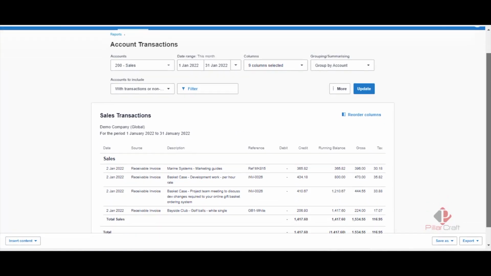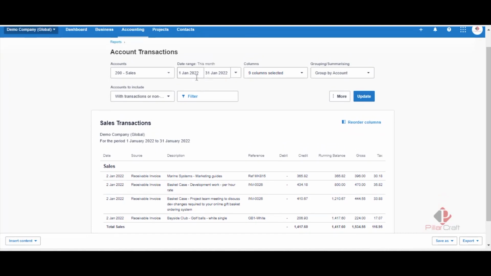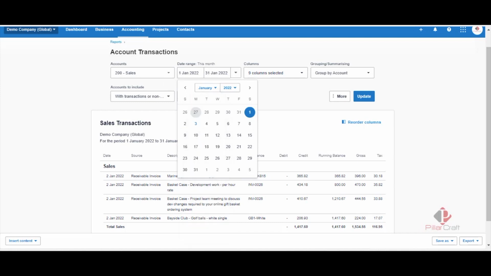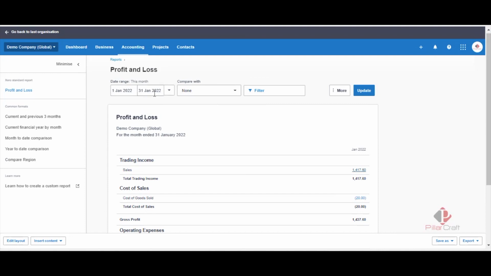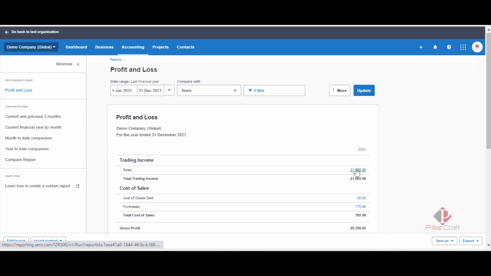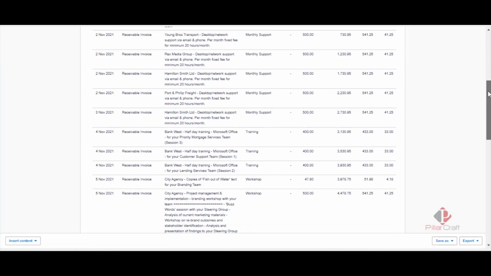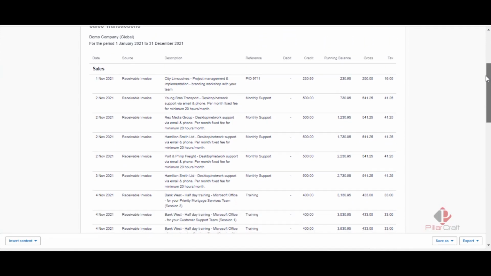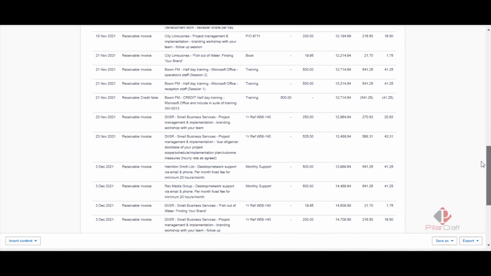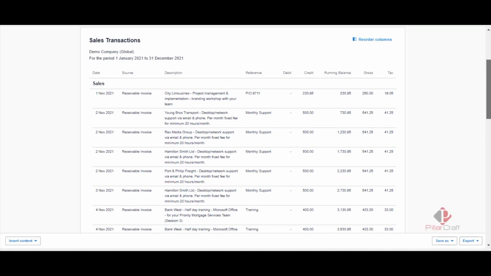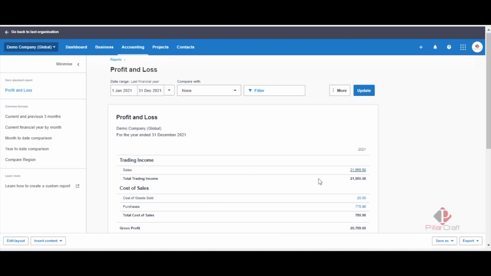Now, you will notice that in the sales, let me review the sales for the month. No, I want to review the sales for last year. You can see that this business had made money from monthly support, trainings, workshops, and selling of books, and they've put everything under sales. Now, this may not answer the question of which area we make more money from. So it's important that you set out your chart of accounts to be able to answer those questions.